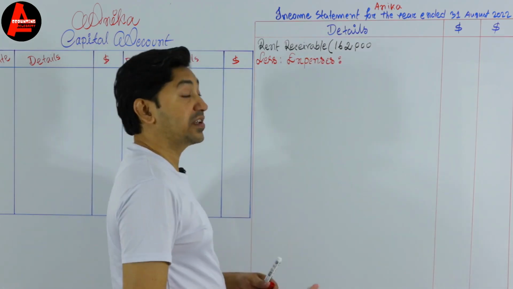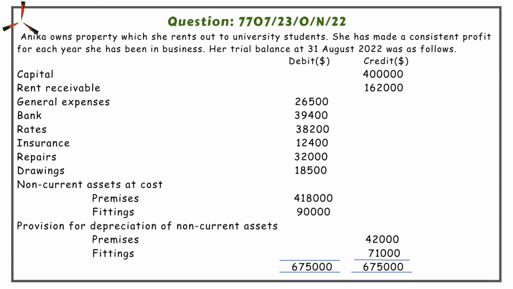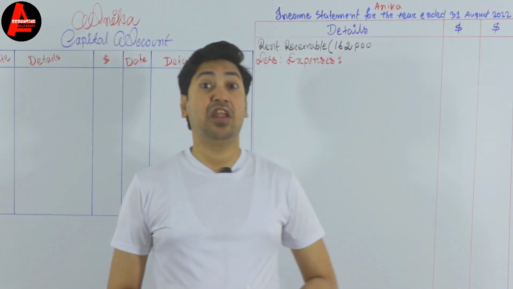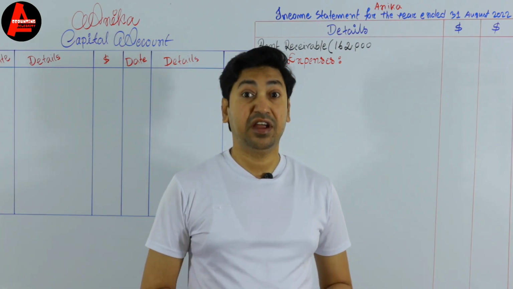So let us have a look at the question. What are our expenses here? We have general expenses. It will come. Bank, it will not come as it is an asset. Rates will be here, insurance will be here, repairs will be here. Then we have depreciation. So these are the only expenses for the business. So let us write here one by one.